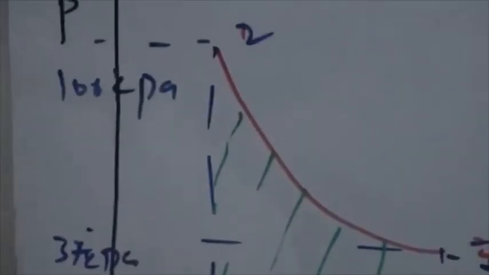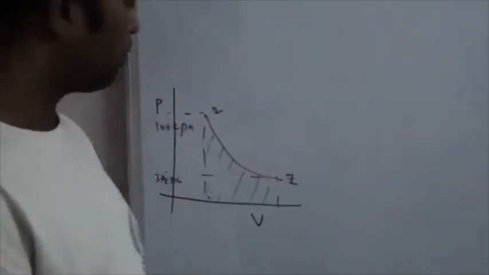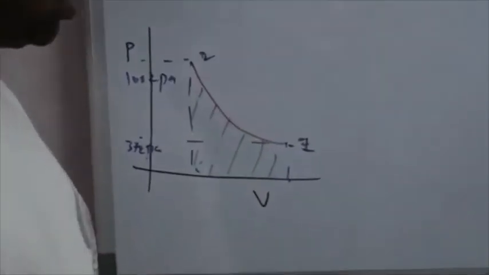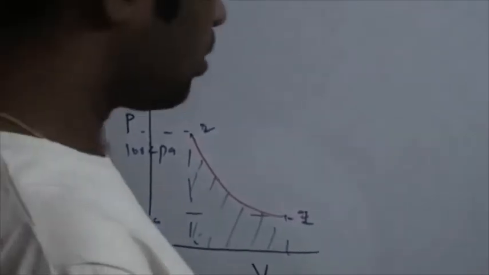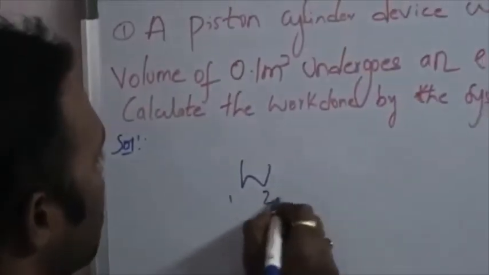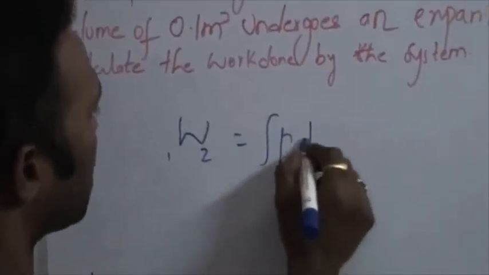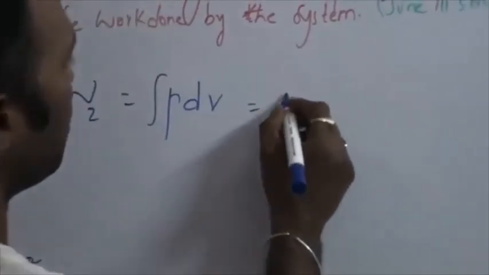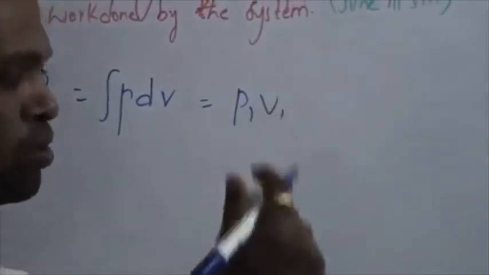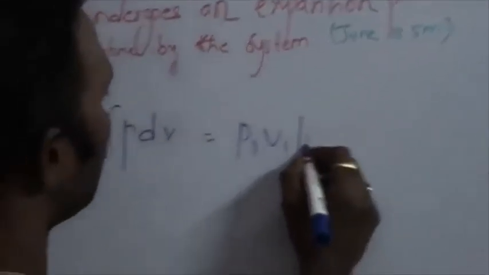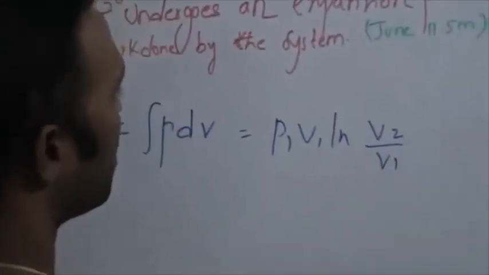The question asks us to calculate the work done. As you know, according to the curve on the PV diagram, the area under the curve is nothing but the work done. So let us calculate the work done for the isothermal process. The work done for the isothermal process is the displacement work, integral of P dV. We have already done the derivation in your classroom, and it will be P1 V1 into ln(V2/V1).